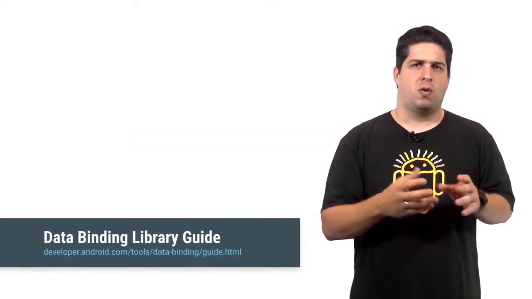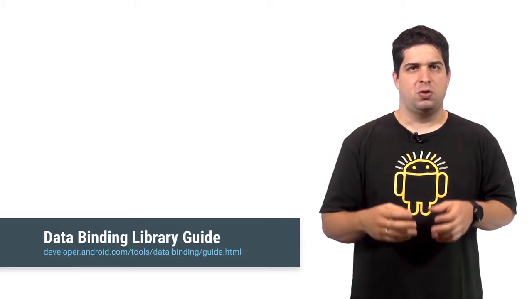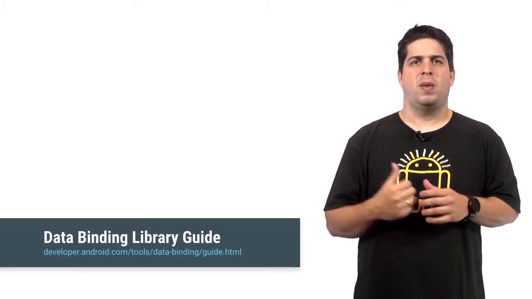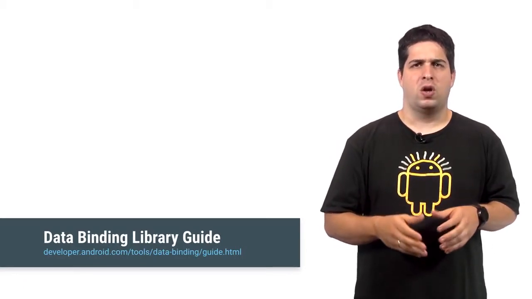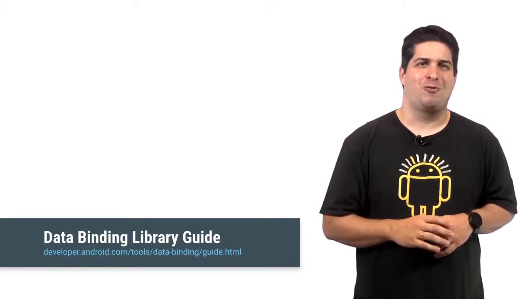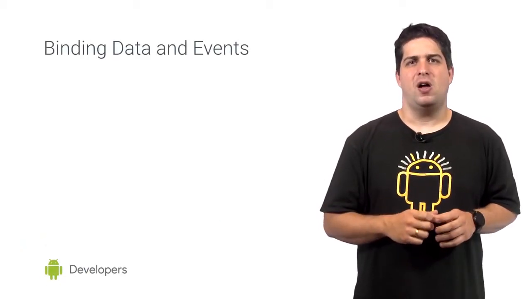For more details about Gradle dependency, classpath, and Android Studio plugin configuration, visit the data binding guide on developer.android.com and check all steps and configuration. Now, let's see how data binding can help you write less code.